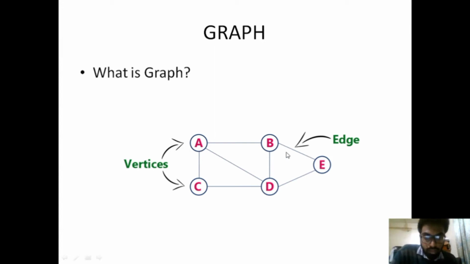So we can see the vertices are there. A, B, C, D, E are vertices in this graph, and those are connecting with each other. The connection is known as edges. So we can see a few edges in this graph. So that's how we can represent a graph.